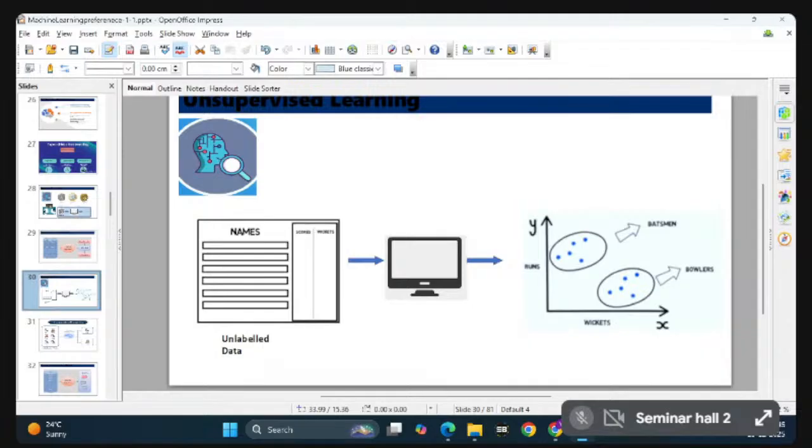In supervised learning, we will use clusters. Why? Hello, in supervised learning we will use clusters. Yes or no? Why?